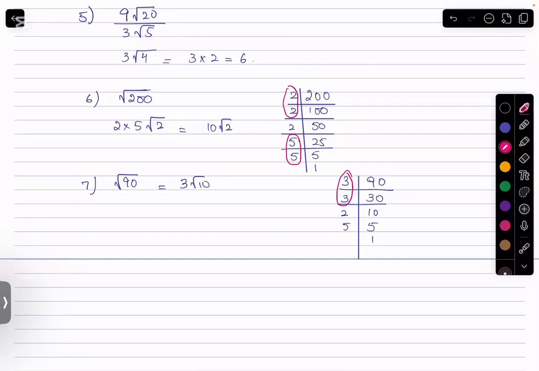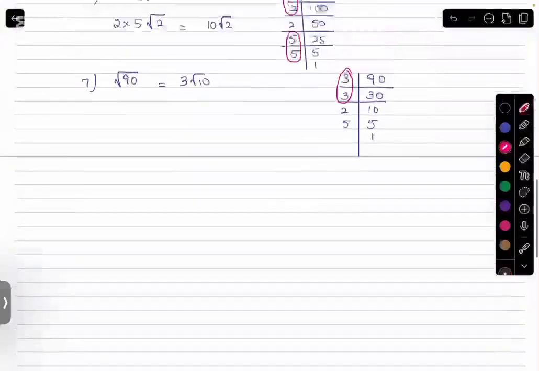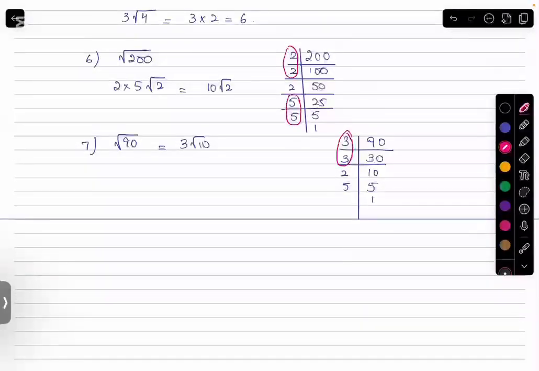3 times 10, so this is 3 square root of 10. Any problem? No. Done? Then we'll keep 3 outside the radical sign and this becomes 3 square root of 10, which is then your answer.